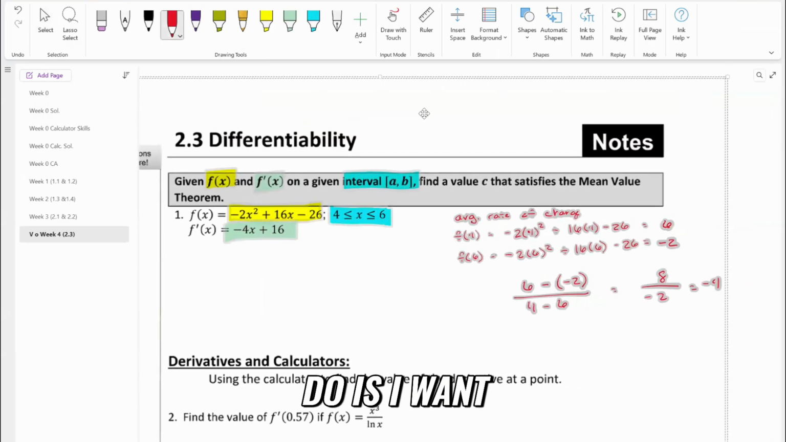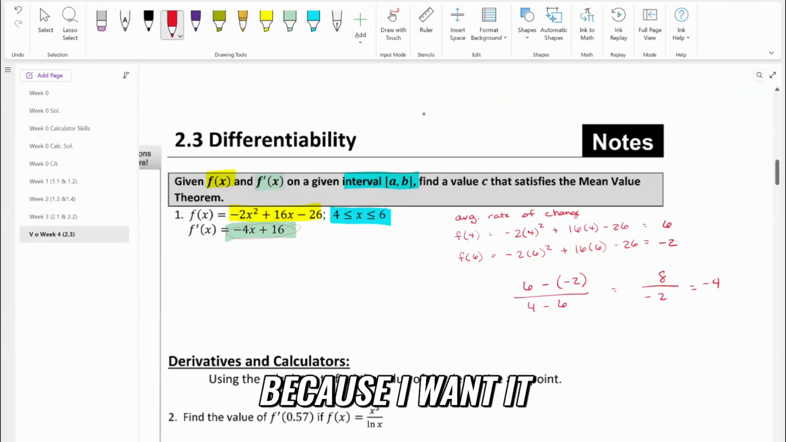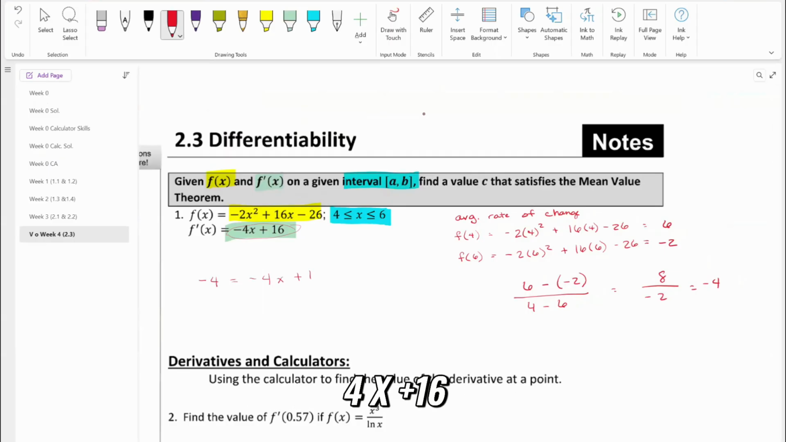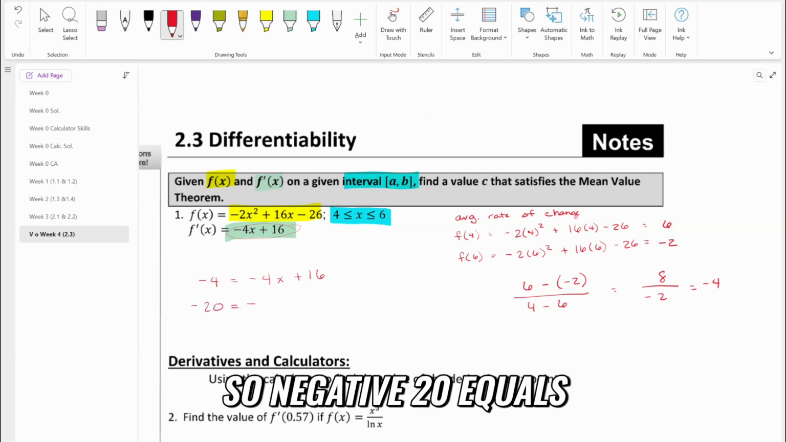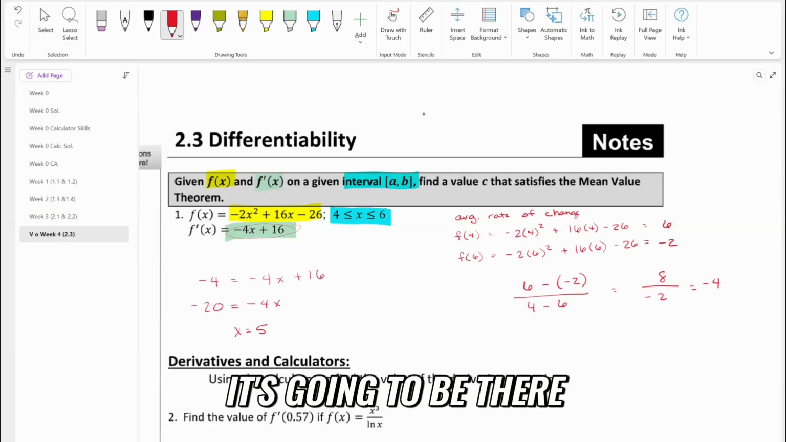What I want to do is solve this because I want it to be the same. So I'm going to say I want -4 to equal -4x plus 16. So -20 equals -4x. So when my x equals 5, at that point, it's going to be there.